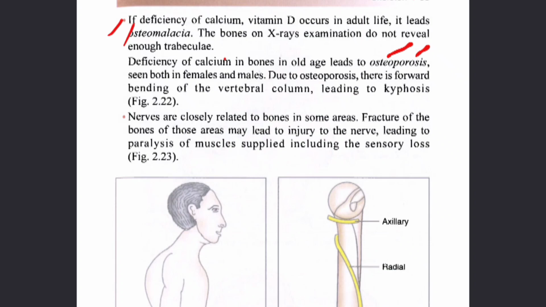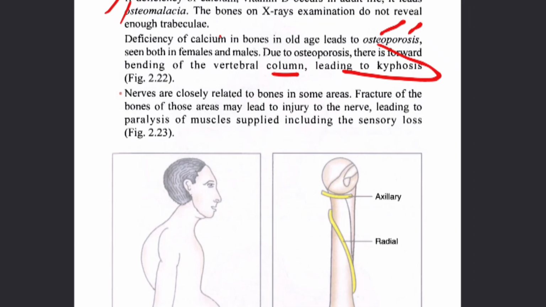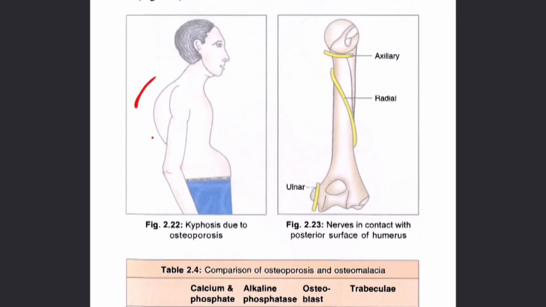Due to osteoporosis, there is forward bending of the vertebral column leading to kyphosis. You can see here in the diagram, this is the bending of the vertebral column due to osteoporosis. You can see in the old age people, they walk like bending.